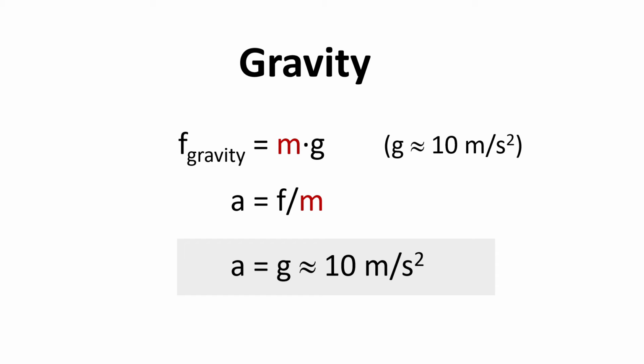This means for an object in free fall, if it starts with zero velocity, it has a velocity of 10 meters per second after 1 second, 20 meters per second after 2 seconds, and so on.